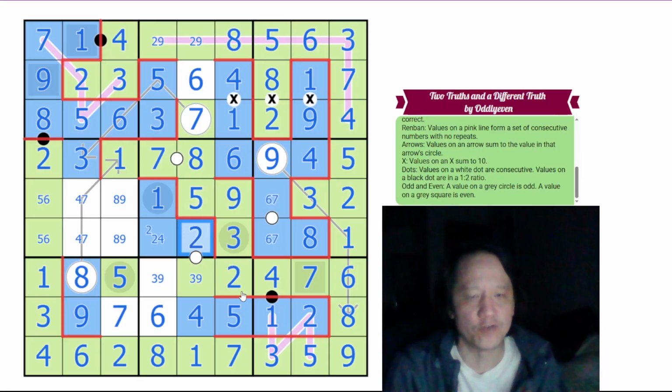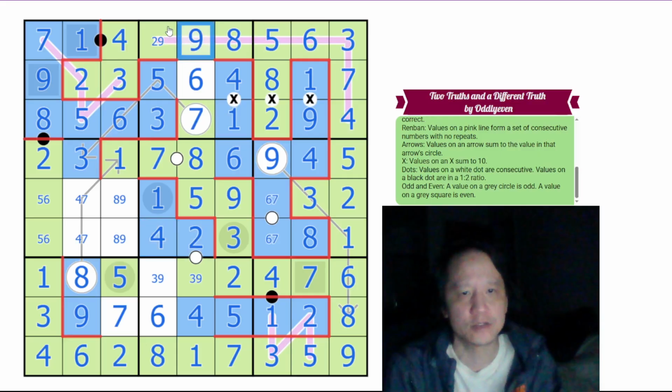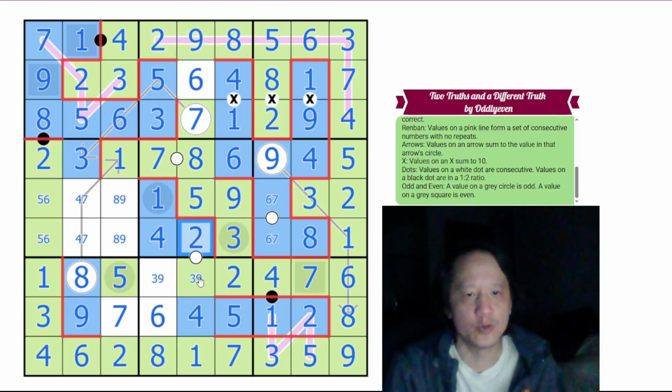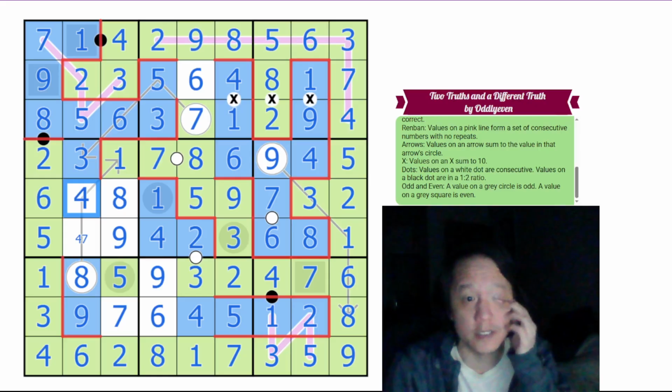This can't be 4, 5. It's 2 doubled. 2 makes this 4. 2 eliminates 2 here, so it's 9 and 2. 2 doubled can be only consecutive with 3. So that's 3 and 9. This 8 eliminates 8 here, so it's 9 and 8. This 5 eliminates 5 here, so it's 6 and 5. 6 eliminates 6 here, so it's 7, 6.